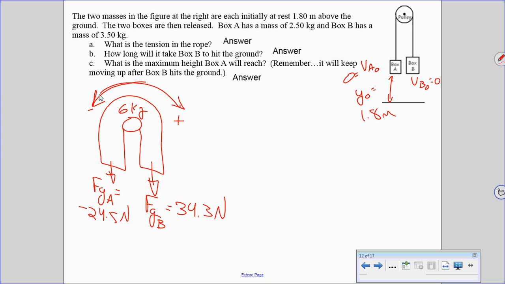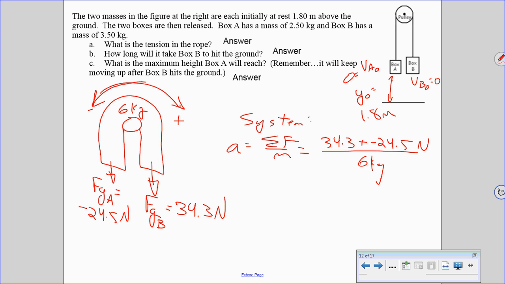All right, so for the whole system, the acceleration is going to be the net force divided by the mass. So our net force is going to be 34.3 plus negative 24.5 newtons, all over 6 kilograms. Follow? Ordinarily, I would find the net force separately, but whatever. So you end up getting a net force of 9.8 newtons divided by 6 kilograms. Is that a coincidence, the 9.8? No, it's because the difference in masses is 1 kilogram, so 1 times 9.8. And so you end up getting 1.63 meters per second squared.